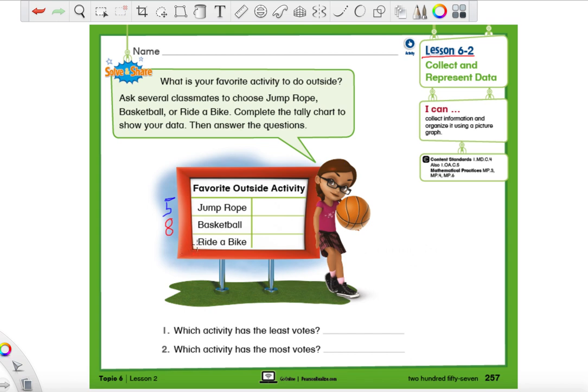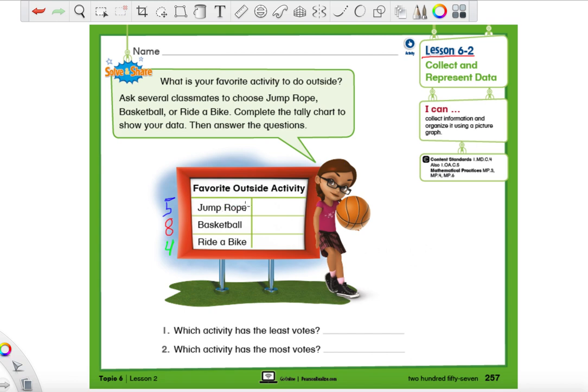Now we still have one left. We have riding a bike. So in this imaginary classroom, I think I'll use green for this one. For riding a bike, let's pretend that only 4 friends in this imaginary classroom said riding a bike was their favorite outside activity. Alright, so now we have some fun numbers. We have 5, 8, and 4.